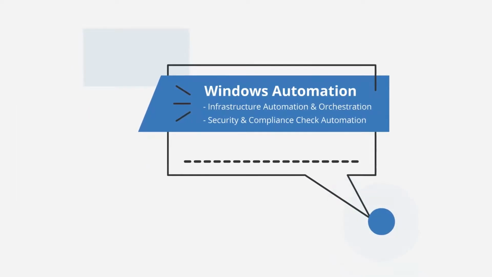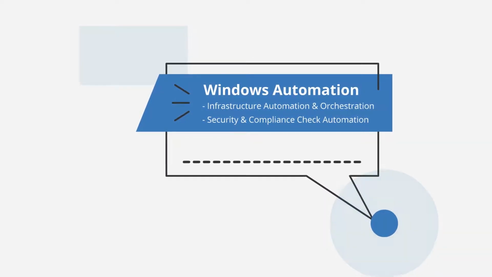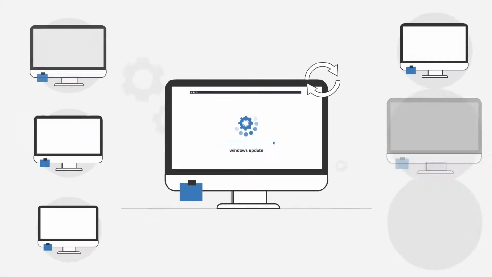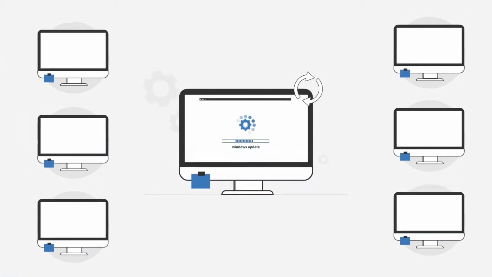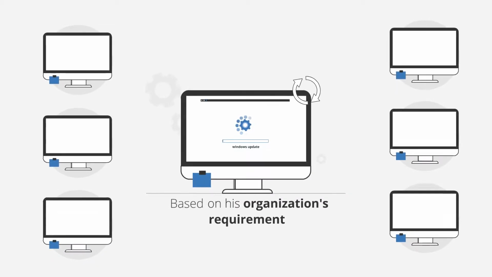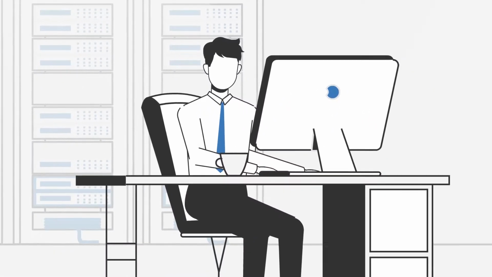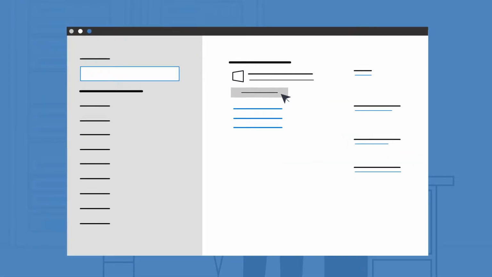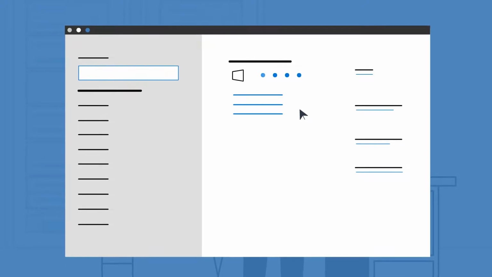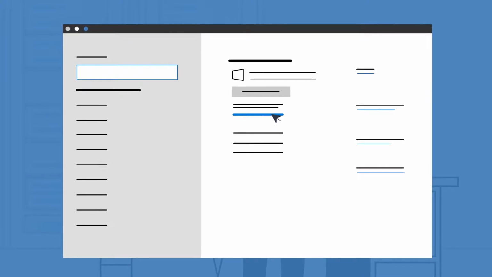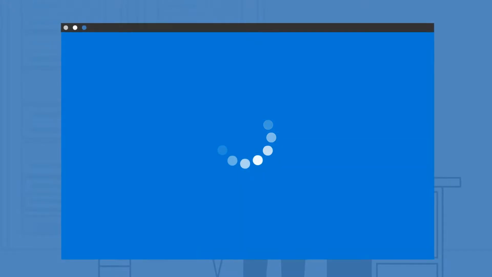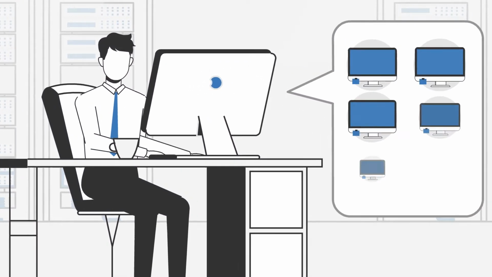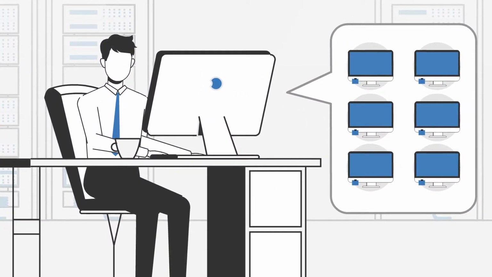Next, let's take a look at how the Red Hat Ansible automation platform is able to carry out Windows automation. A solution architect is typically responsible for ensuring that all Windows devices are up to date, based on his organization's requirement. A standard process for Windows Update includes searching online for the necessary updates, downloading the update, installing it to the Windows servers, rebooting the device, and then resuming running with the updated software. The process is then repeated based on the number of devices in queue.